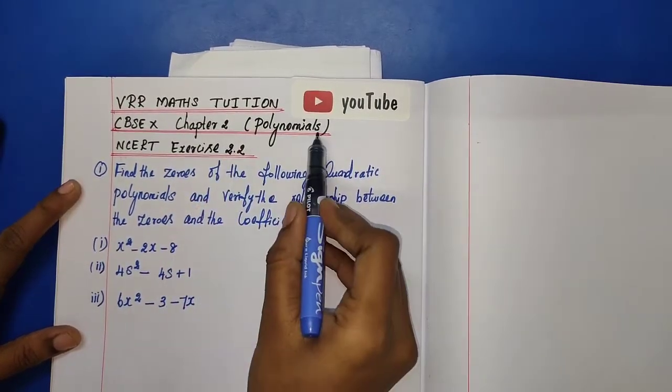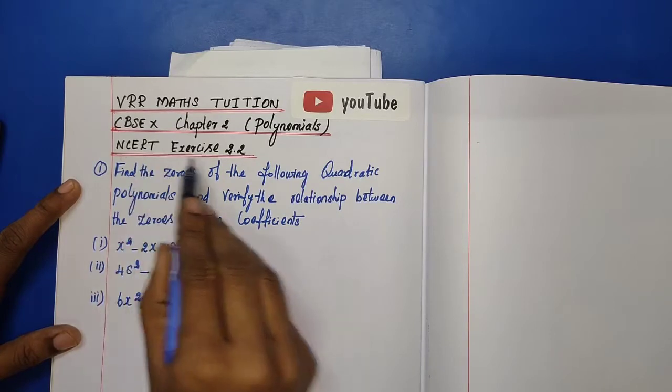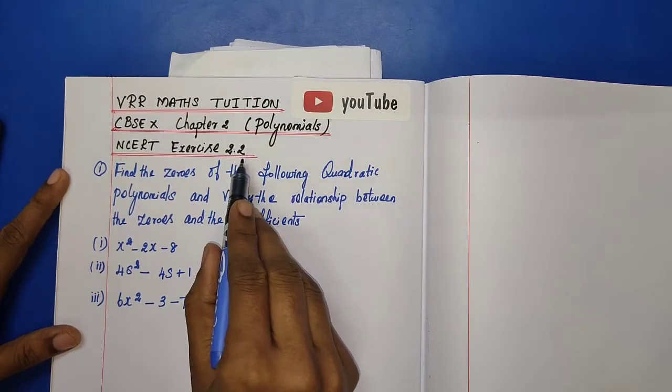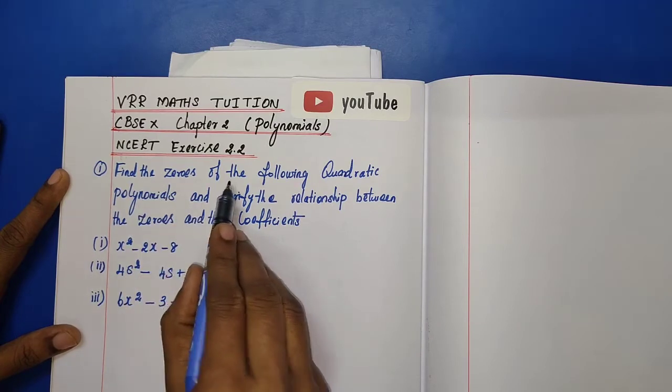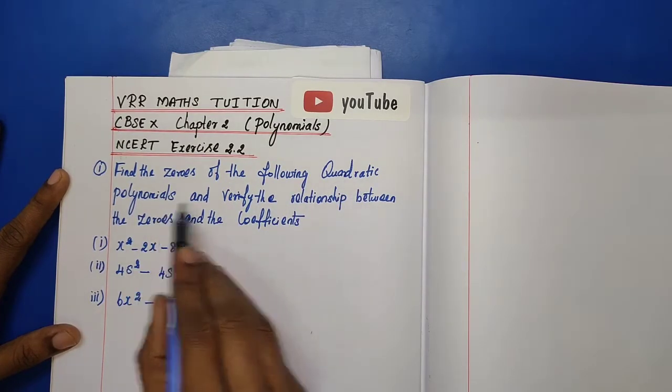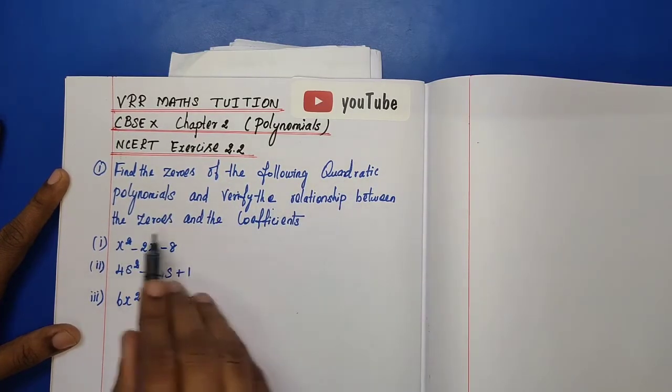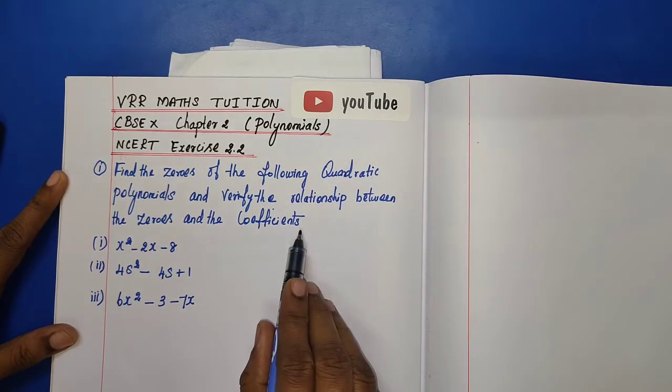Chapter 2 Polynomials, NCERT Exercise 2.2. Question number 1. Find the zeros of the following quadratic polynomials and verify the relationship between the zeros and the coefficients.